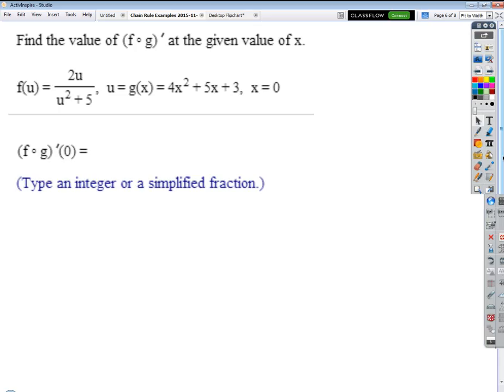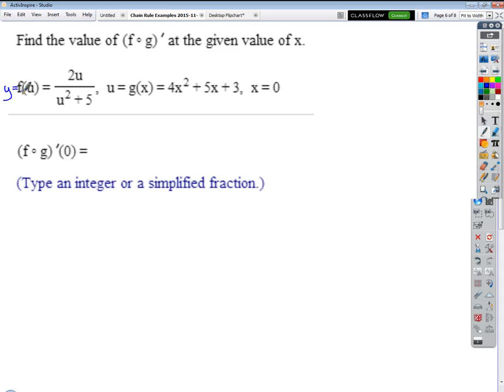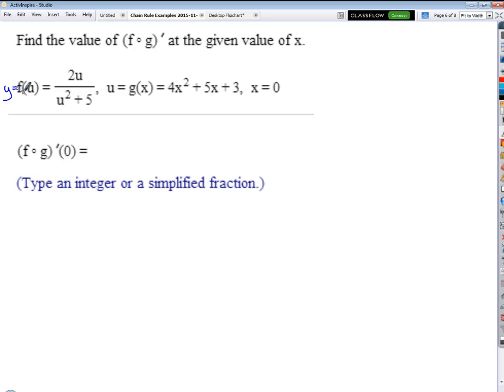Okay, so if I set this whole thing equal to y, then what we're really trying to find here is dy/dx when x equals 0, right? Okay, so we're trying to find dy/dx when x is 0. All right, so let's do that.